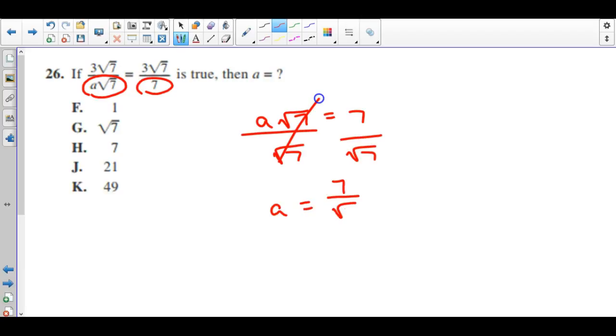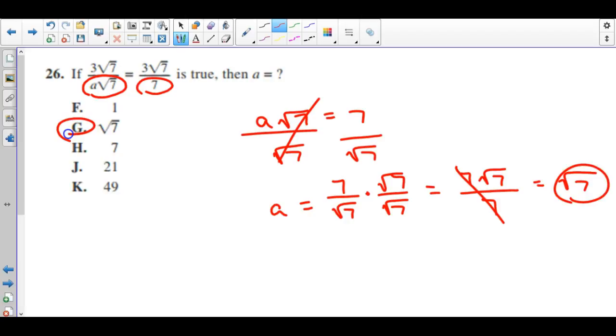And this is not one of my answers. So what I would do in this case is rationalize my denominator. So what I really have here is 7 radical 7 over 7. These cancel, and I'm left with the square root of 7. So that is going to be your answer. You could also cross multiply, and that wouldn't really get you in any different of a situation.